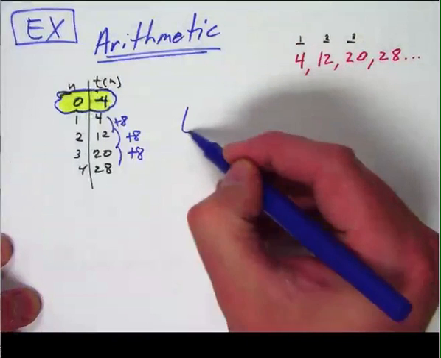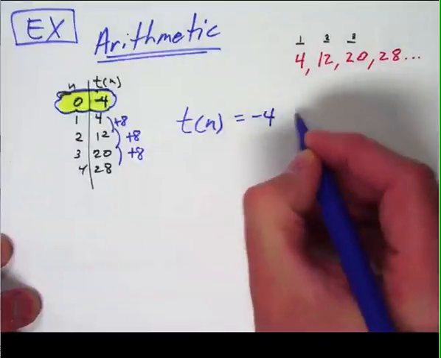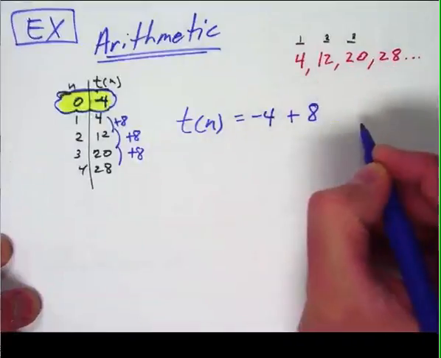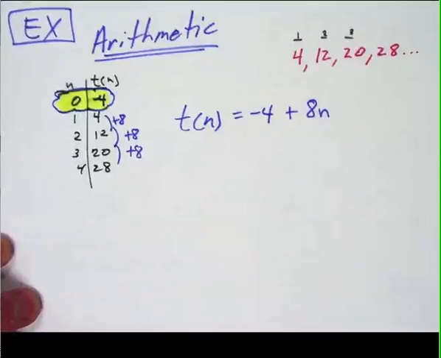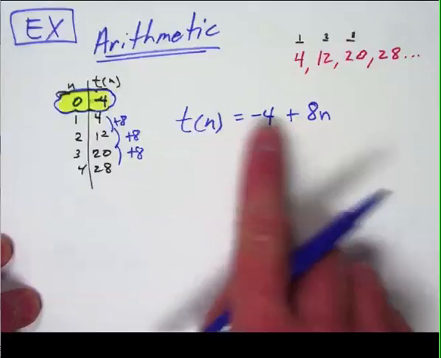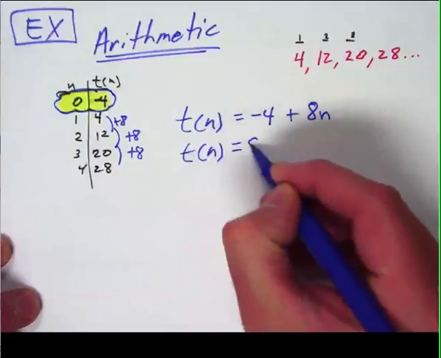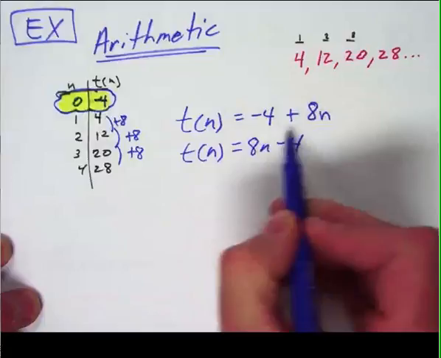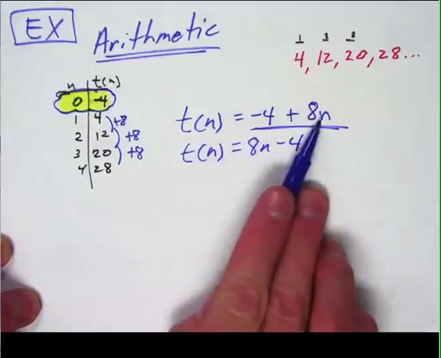Then my sequence would be t of n equals, it starts at negative 4, and then I add 8 every time. How many times? Well, it depends, so I just put the n down there, and repeated addition is multiplication, so I've got negative 4 plus 8n. Sometimes people rewrite that as 8n minus 4, but realistically, that's a good answer because you're listing what it starts at and what it goes by.